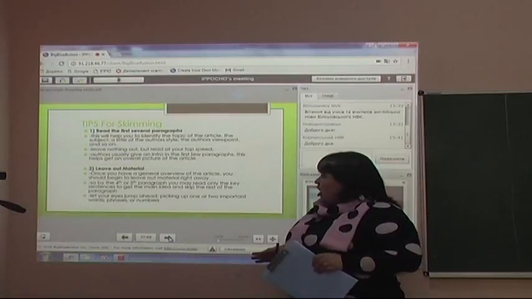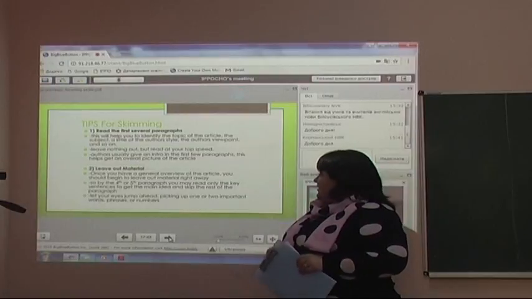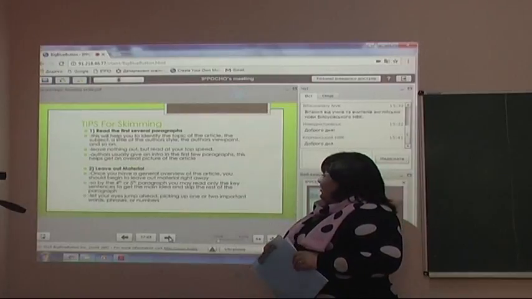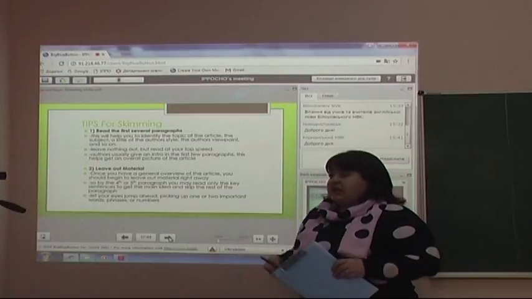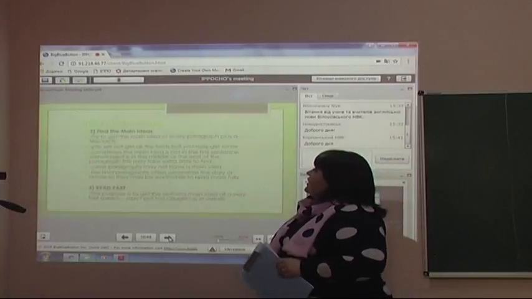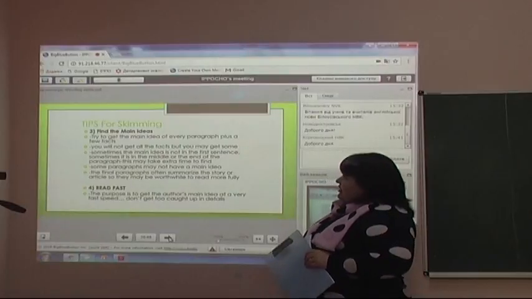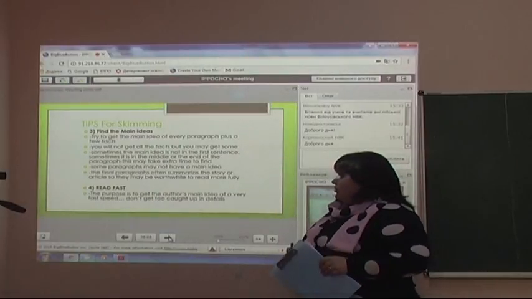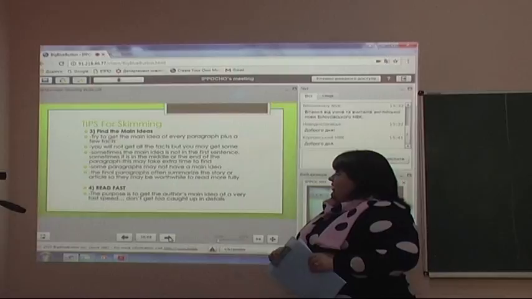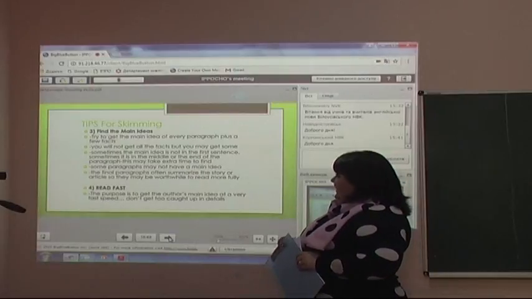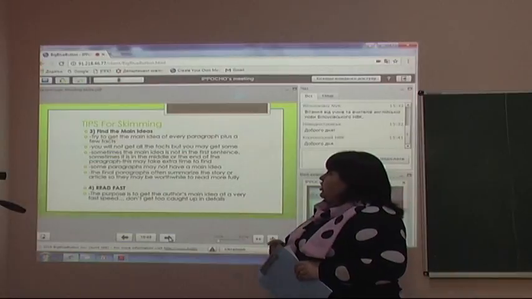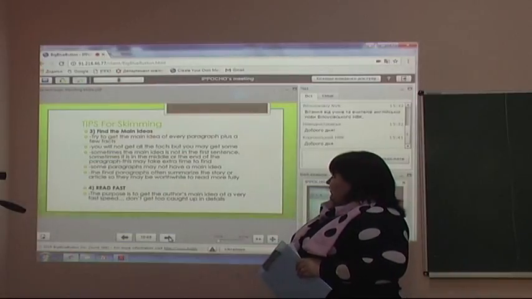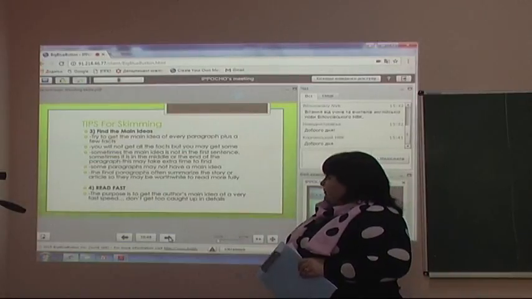So, let your eyes jump ahead, picking up one or two important words, phrases or numbers, and here you can help with your fingers. The next one: find the main idea. It's very important. Try to get the main idea of every paragraph plus a few facts. You will not get all the facts, but you may get some.